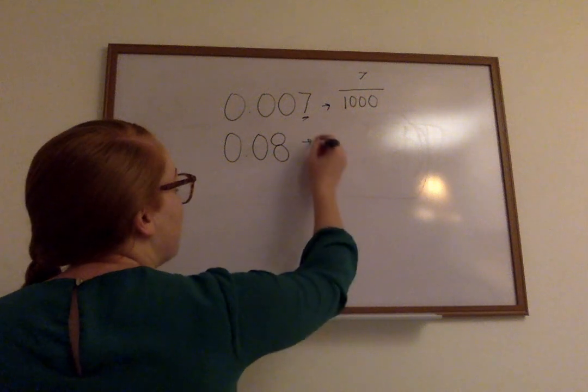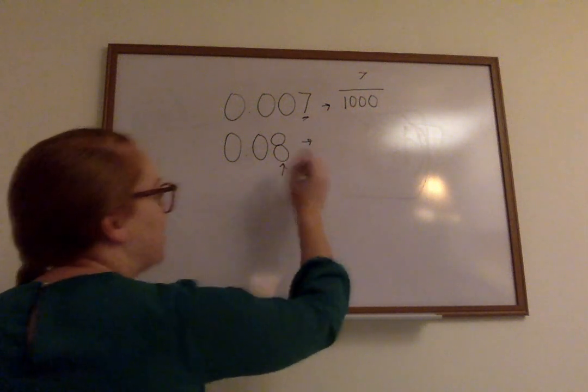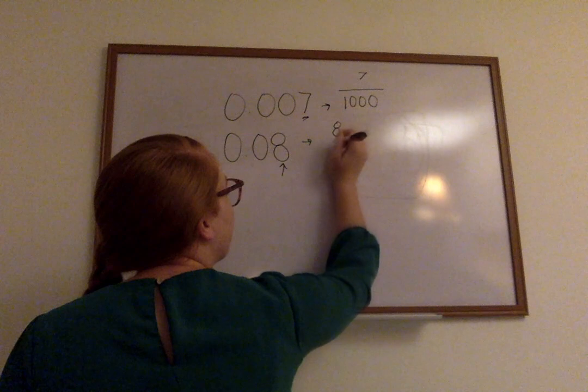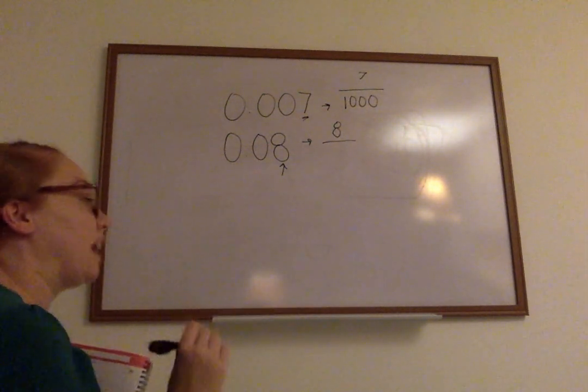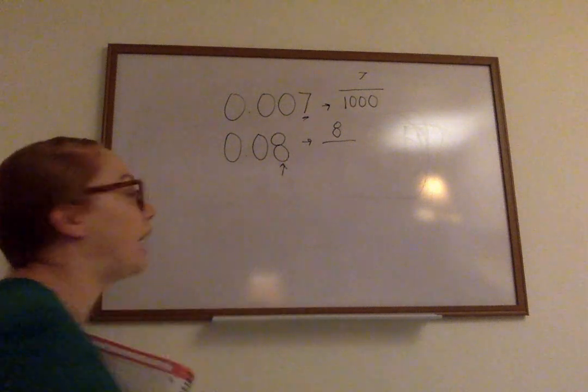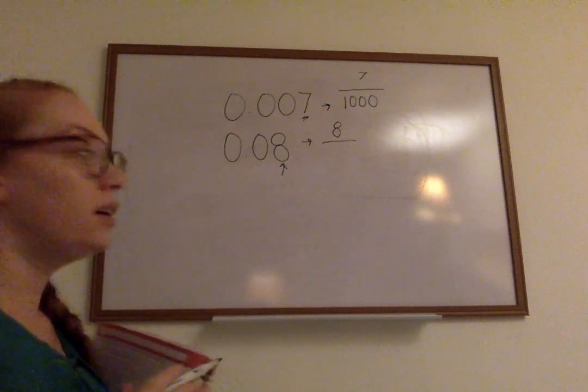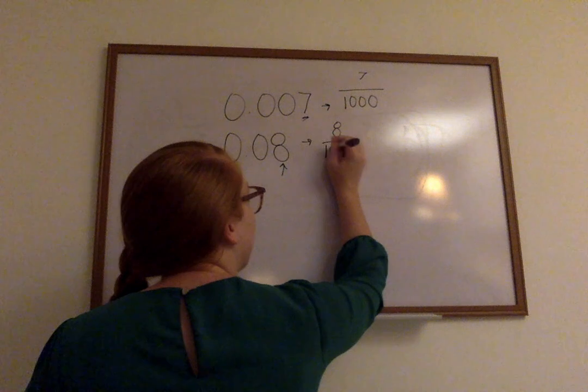This one, I'm going to take my number, which is 8. I'm going to put it as my numerator. My denominator, my number on the bottom, is going to be the value of the 8. The value of the 8, it's in the hundredths place. So I'm going to put 100 on the bottom.